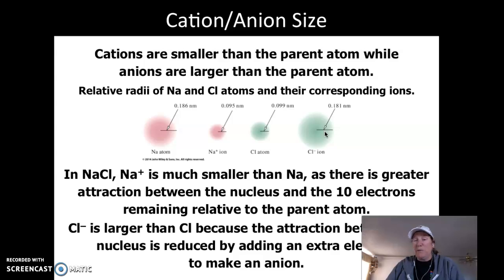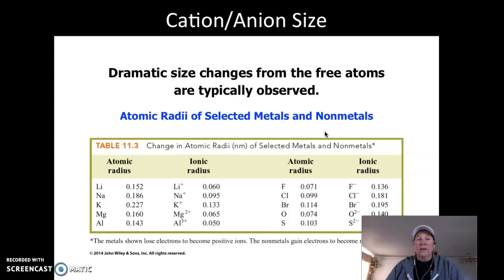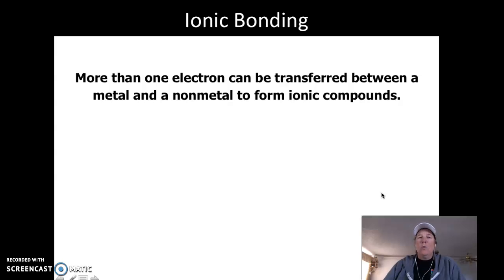I guess it's probably easier to think of it that way instead of in terms of what happens with the nucleus. Okay, and here it's showing you it goes from 1.52 to 0.06. It gets quite a bit smaller, and these guys get larger. Okay, so the metals get smaller when they become ions, and the anions get larger than the non-metals. Okay.